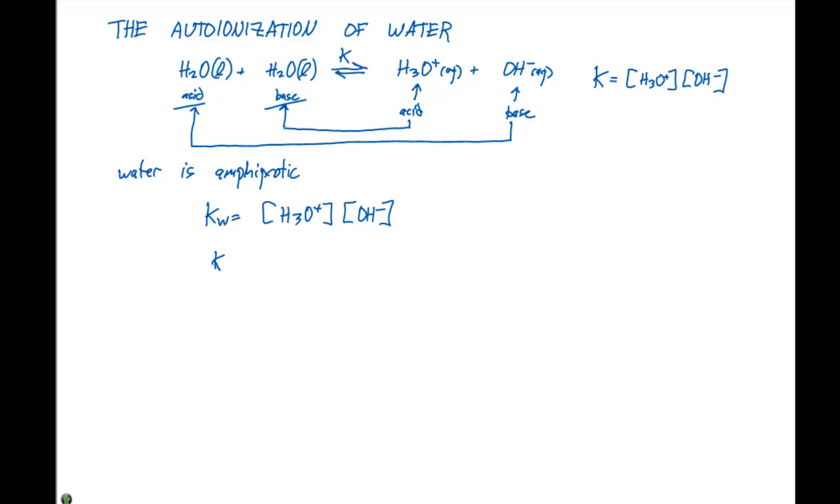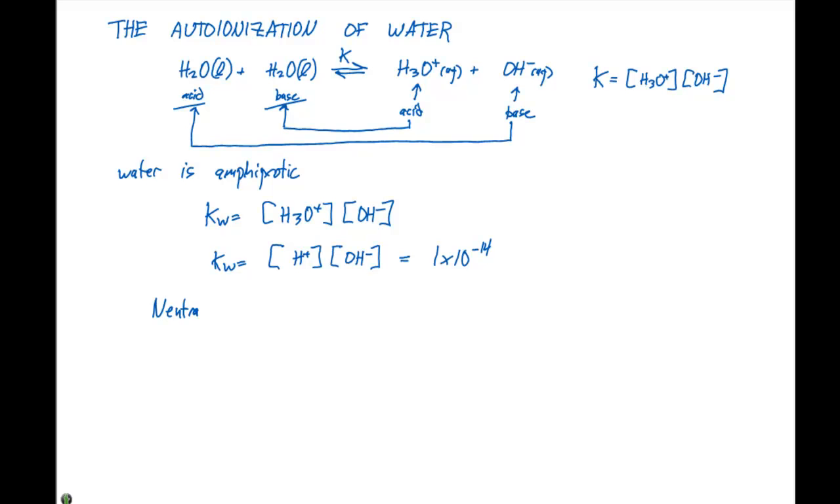A lot of the time, chemists are kind of lazy, so they don't want to write out that H3O+ in full. So we can say that Kw is the concentration of H+ times the concentration of OH-, and this is experimentally determined to be 1 times 10 to the minus 14. This is our Kw expression, which is going to allow us to compare the strengths of acids and bases.